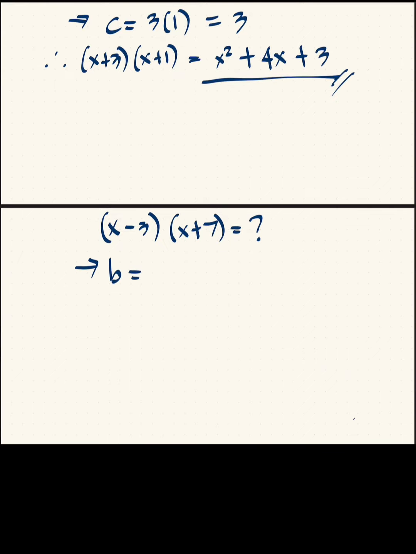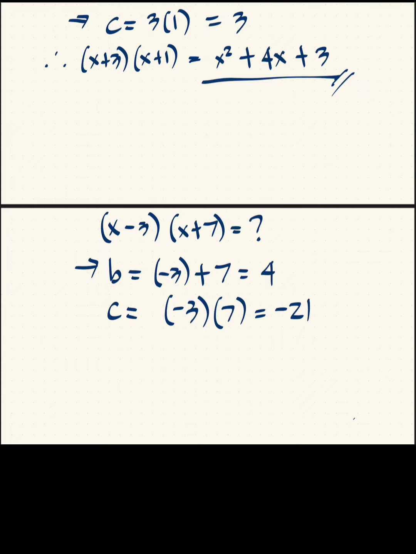Our b is simply equal to the sum of the constants, so that's negative 3 plus 7 equals 4. And c is the product of the constants, so that's negative 3 times 7 equals negative 21. So, your x minus 3 times x plus 7 is now equal to x squared plus b, which is 4, and then x, and then plus c, and that is negative 21. Okay?